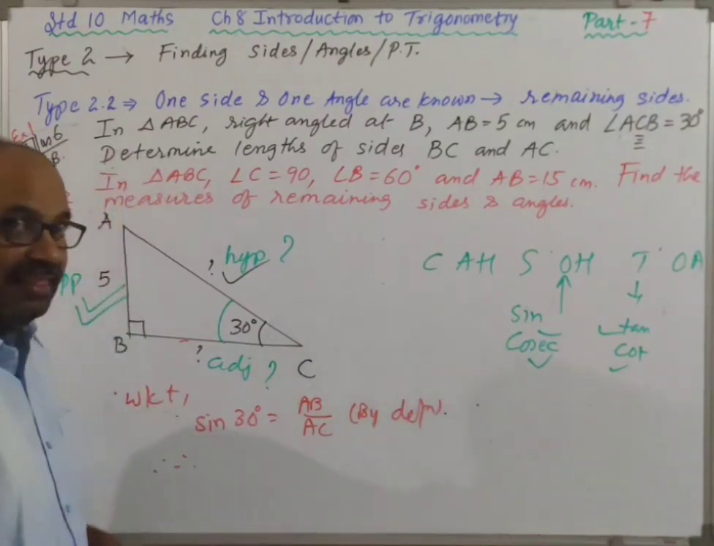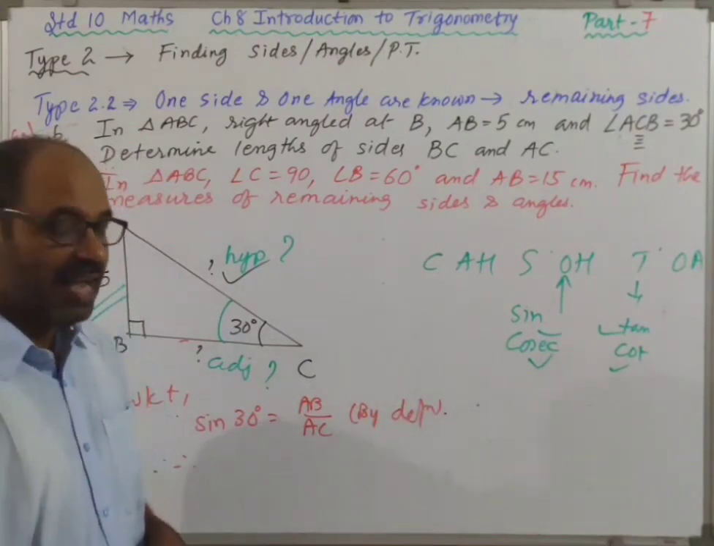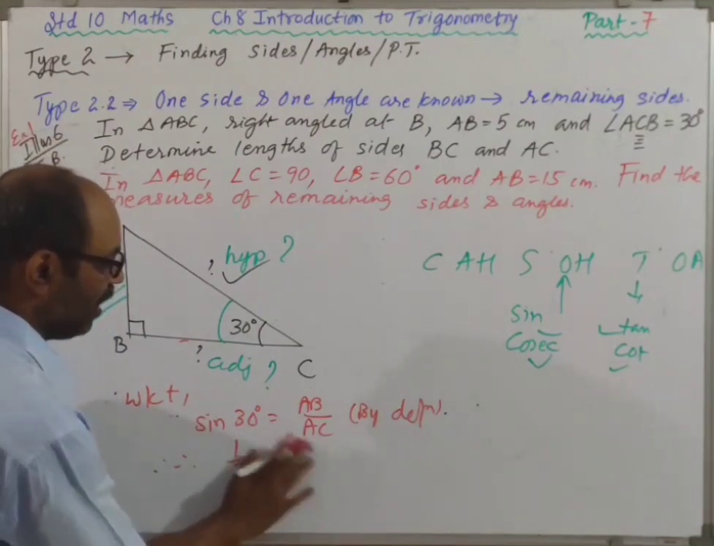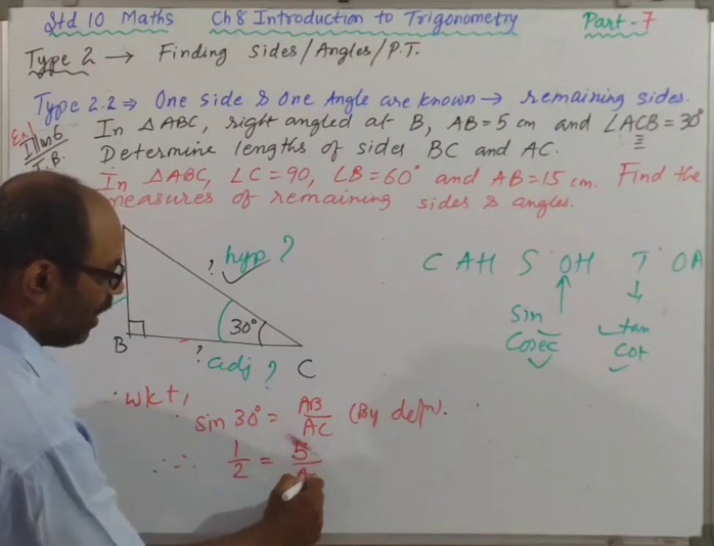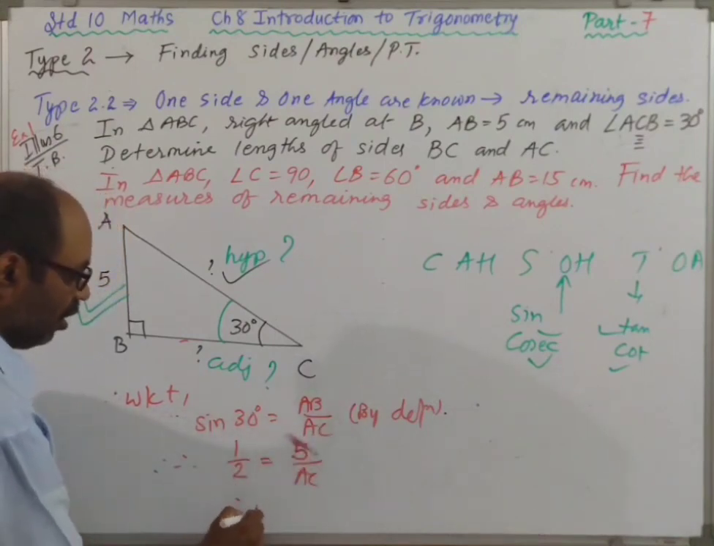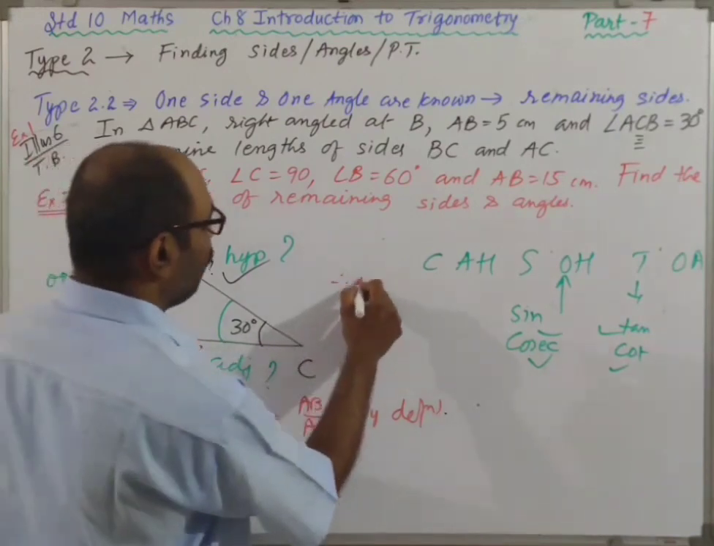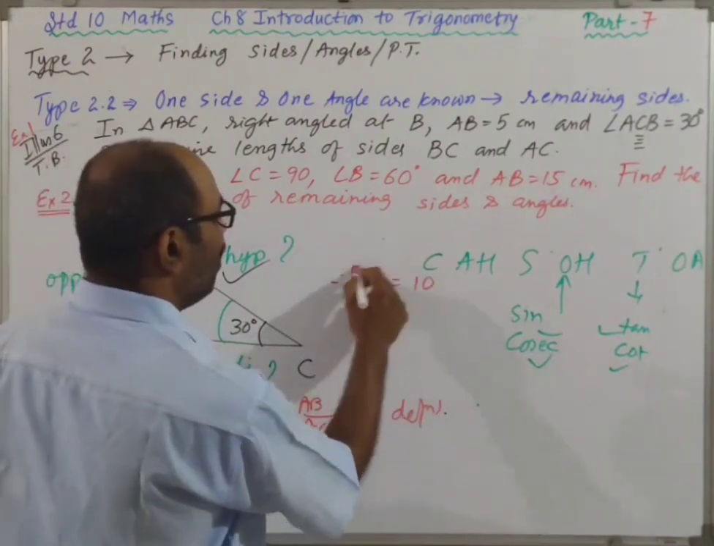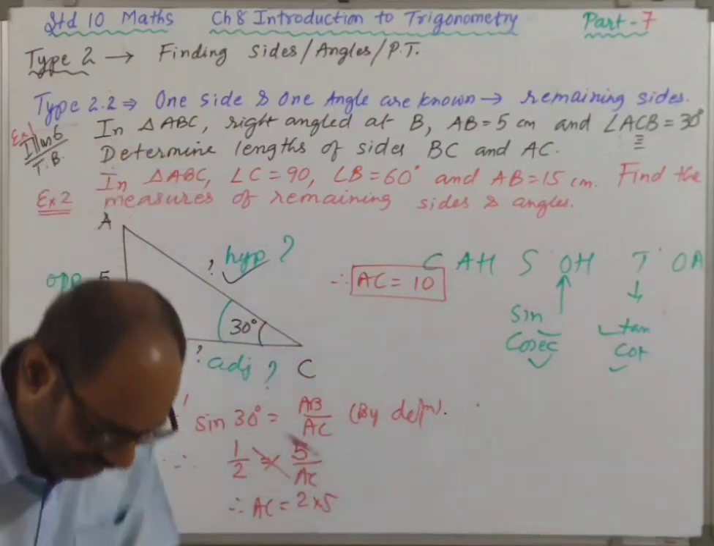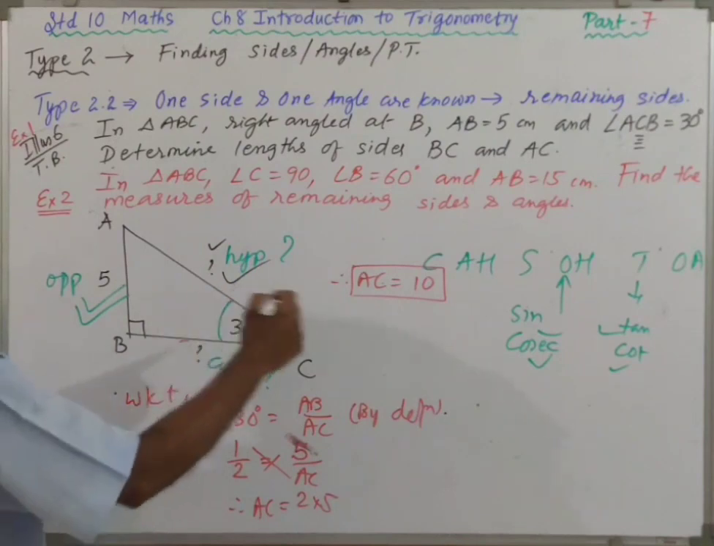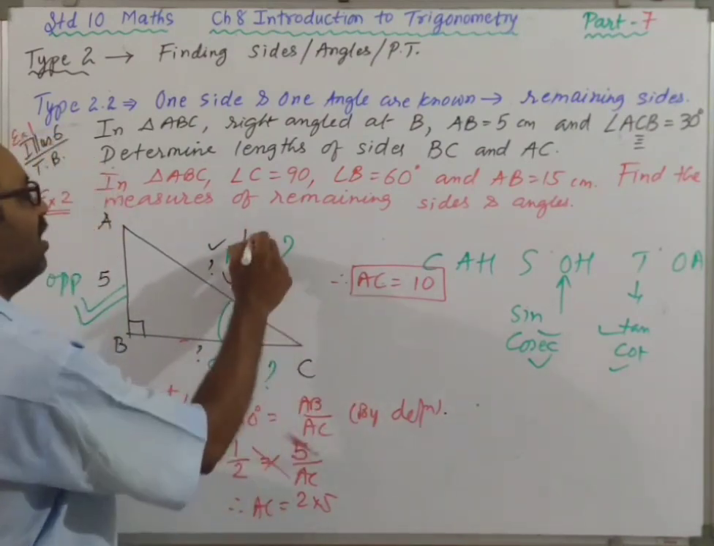Now you should know what is sine 30. Remember, sine 30 is half. Half is equal to AB, AB is 5, upon AC. Cross multiplication karo. Therefore, AC is equal to 2 multiplied by 5. Therefore, AC is equal to 10. Got AC 10? Now, you have to find this hypotenuse. AC is hypotenuse. So, you got this 10.